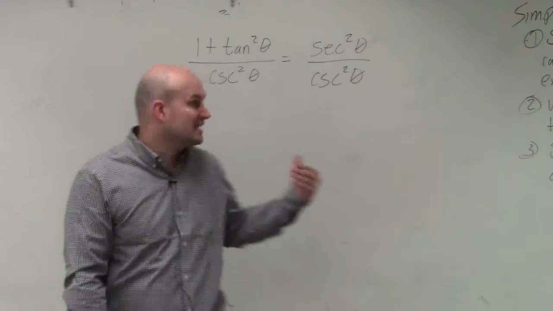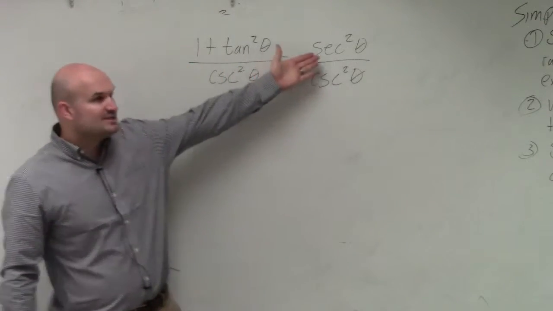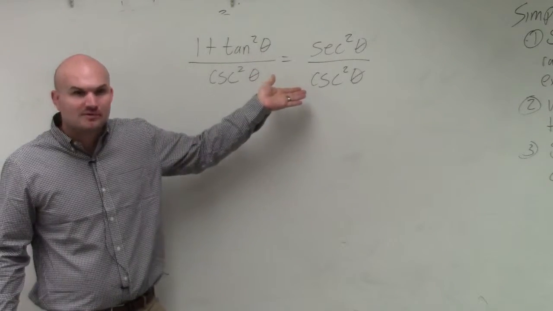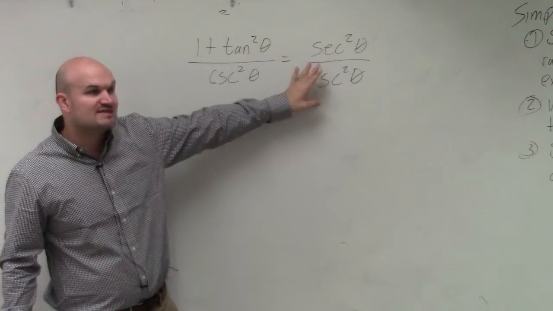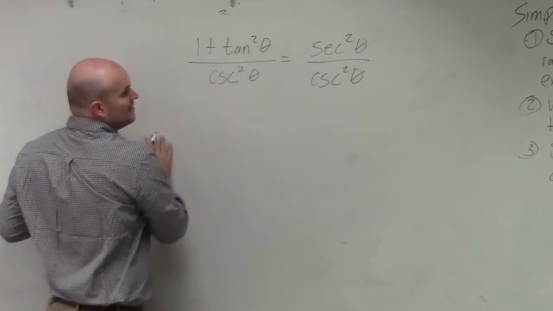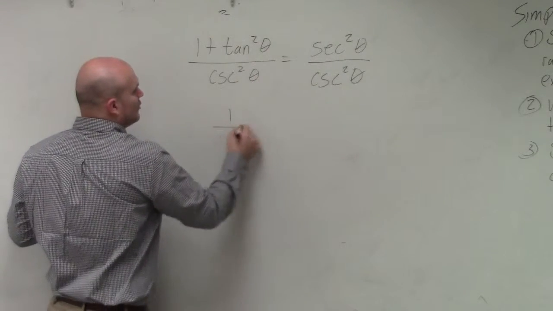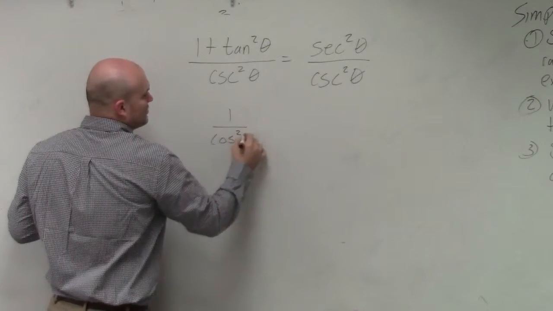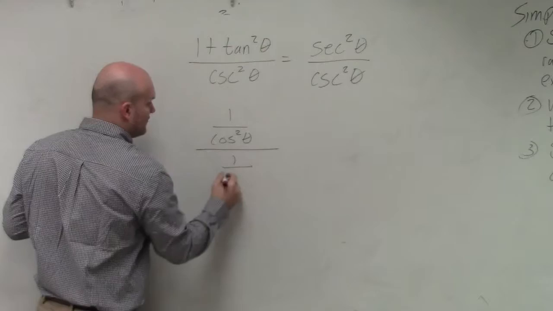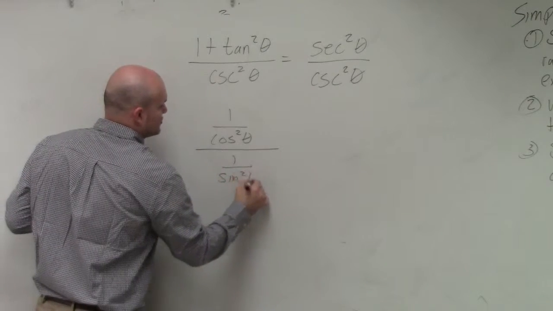The next thing I can look at is, remember, what do secant and cosecant represent? Those are my reciprocal identities. I can use those in terms of sines and cosines. I can rewrite secant as 1 over cosine squared of theta, all over cosecant, which is 1 over sine squared of theta.